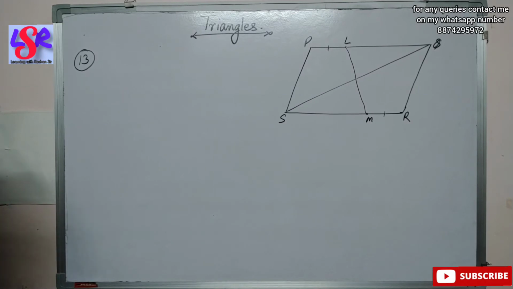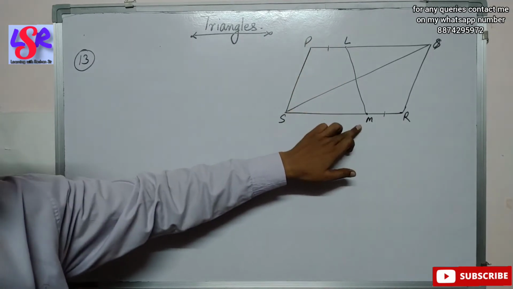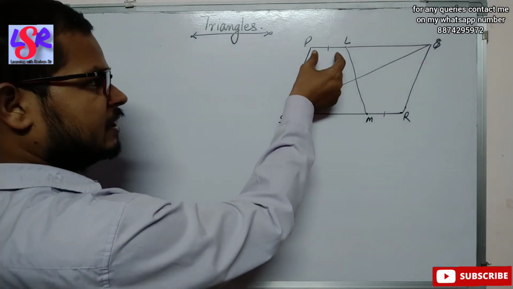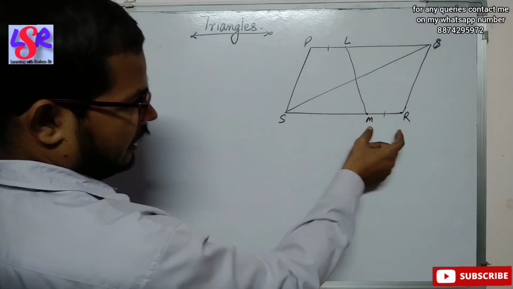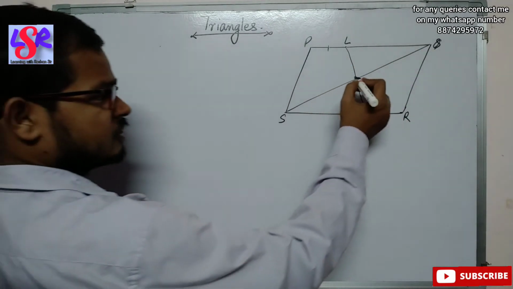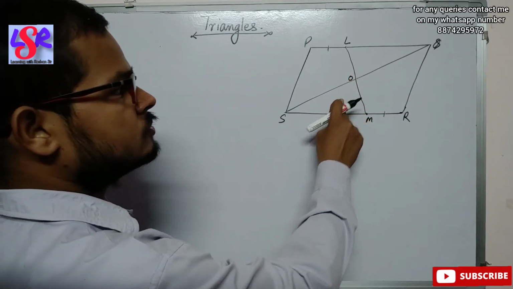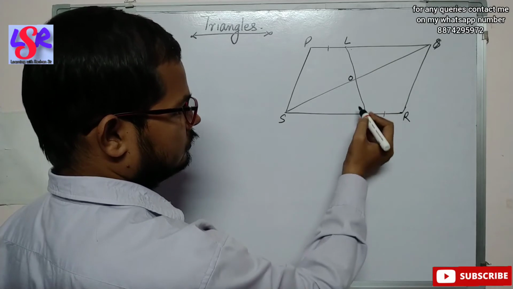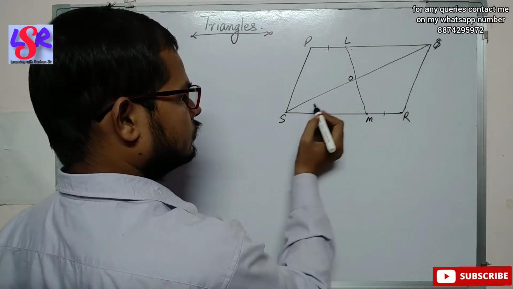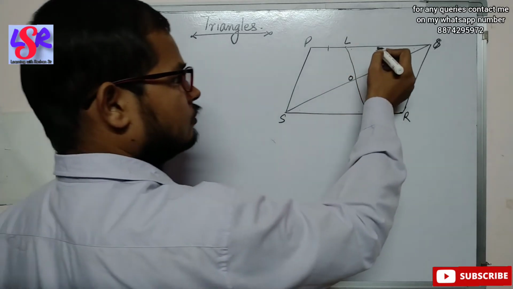Now let's see question number 13. Here in this question we have a parallelogram PQRS in which L and M are points on PQ and RS respectively. We have been given that PL equals RM, and we have to prove that LM and QS bisect each other. Very first of all, let this one be O. Now to prove these two triangles congruent, we can use this angle equals this one as they are interior alternate angles, and this angle will be equal to this one again by interior alternate angles as the opposite sides of a parallelogram are parallel to each other.